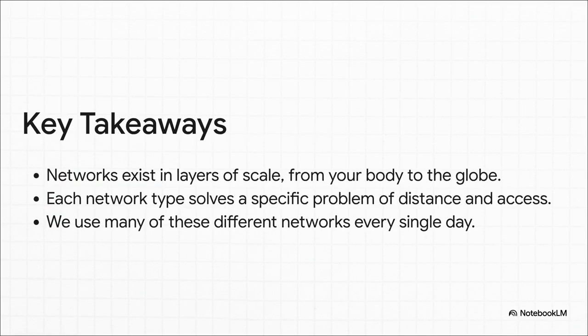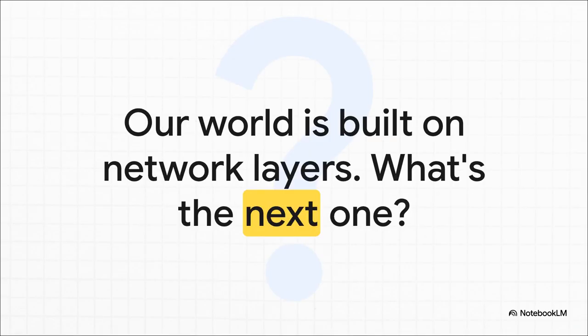All right, so we've taken this incredible journey from the device in your hand all the way out to the entire globe. So what are the big takeaways here? First, networks are all about layers of scale. Second, every single type we talked about is basically a special tool for a specific job. And third, you are using so many of these different networks every single day, and most of the time, you don't even realize it. Look, our entire modern world, everything we do online, is quite literally built on top of these interconnected layers of networks.